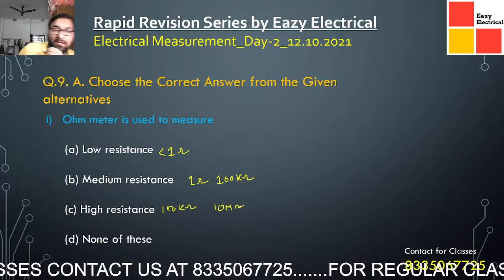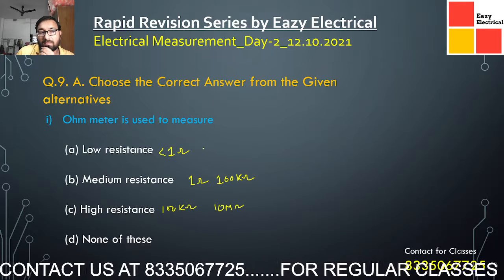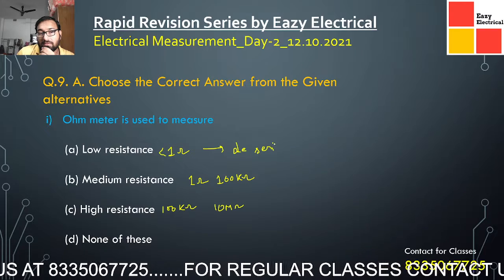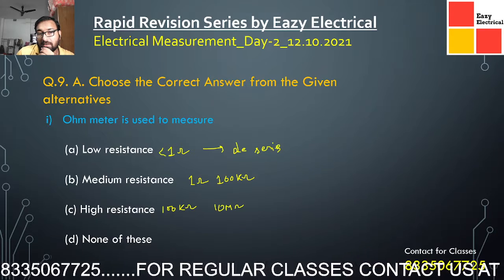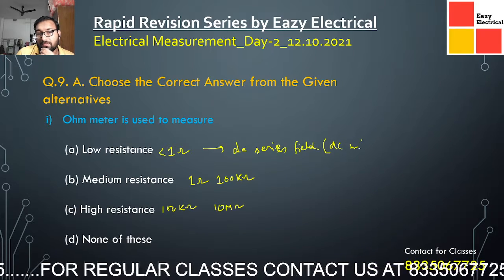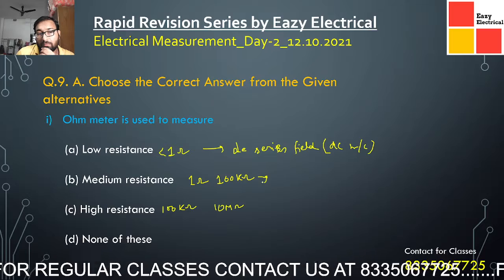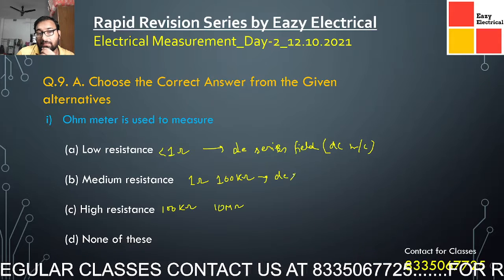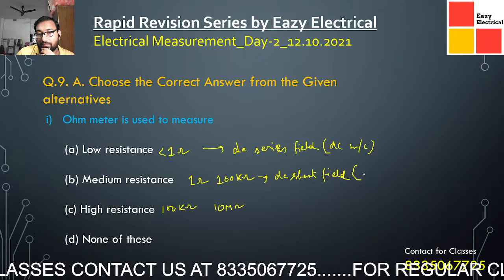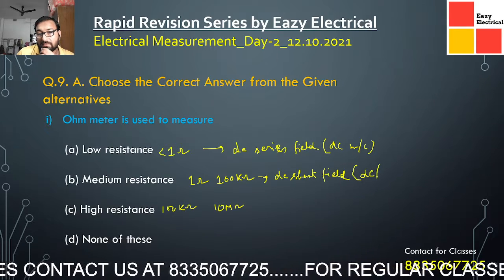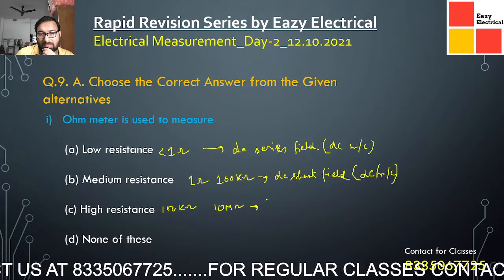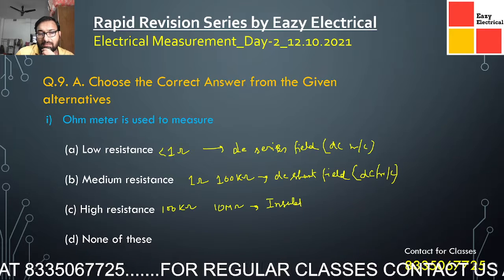An example of low resistance is the DC series field, that is, your DC machine's series field. An example of medium resistance is the DC shunt field, that is, your DC motor's shunt field. High resistance we all know, insulation resistance is an example, and many other examples are there.